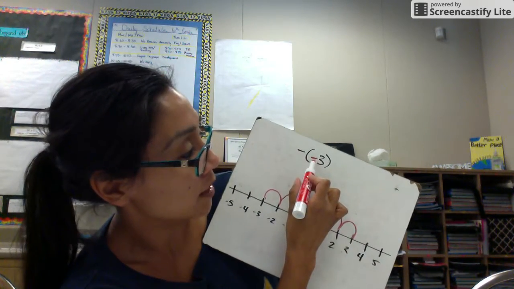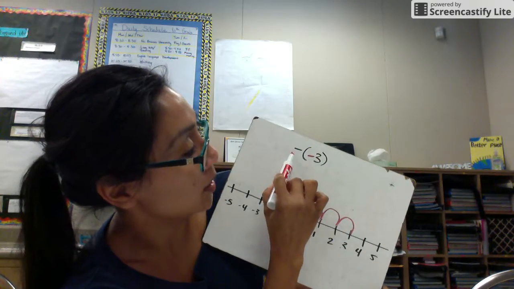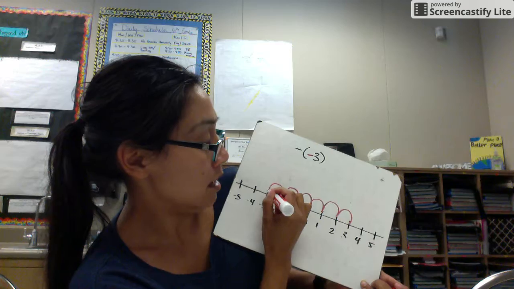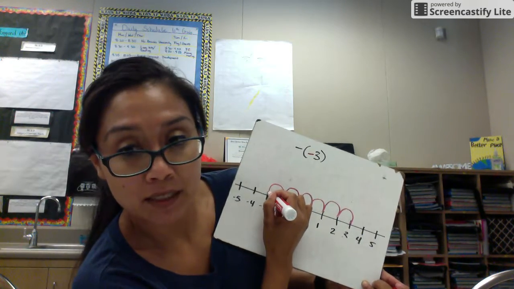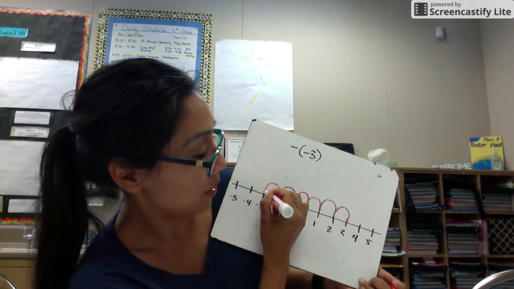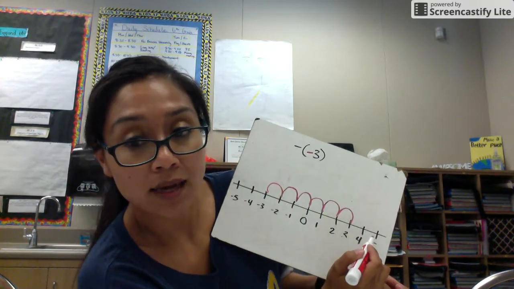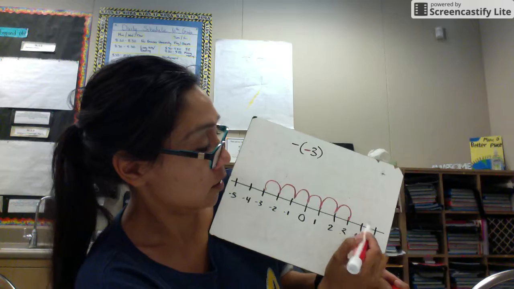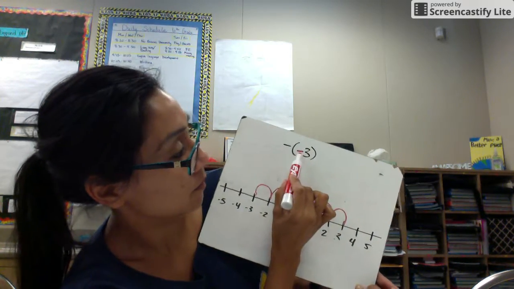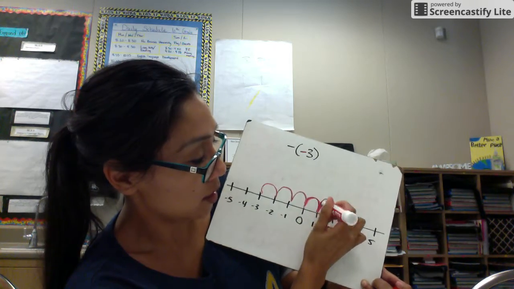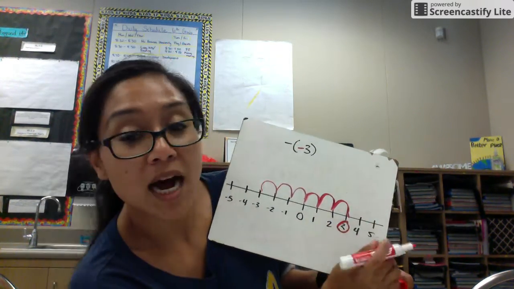So what if I'm asking you for the opposite of the opposite? Well, if I'm going to the opposite of the opposite, that's actually going to change my direction back to the positive side. So the opposite of the opposite is really positive 3.